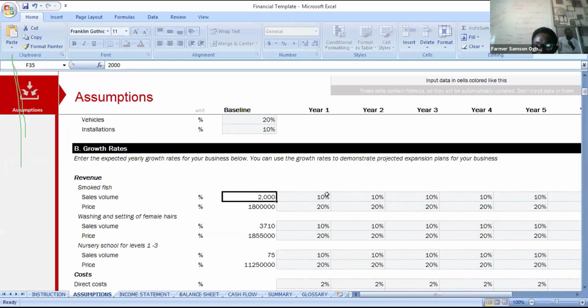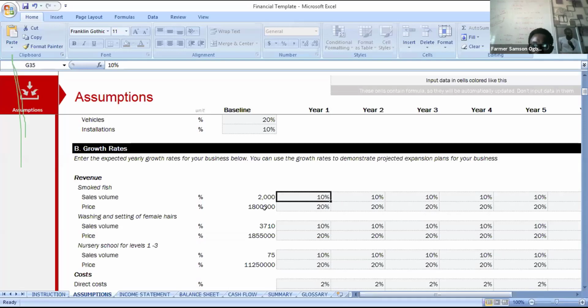So we are back here. Now we are going to have to do a prediction. What is my sales volume going to be like? Is my sales volume going to remain the same, or is it going to increase year after year?